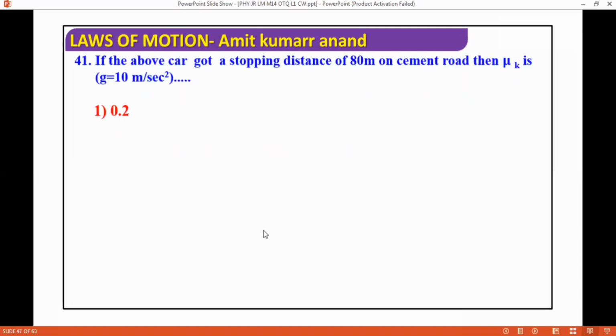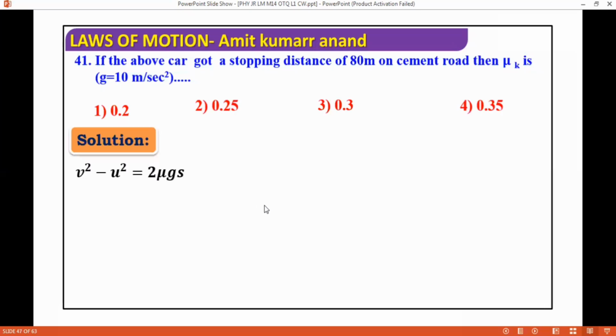If the above car got a stopping distance of 80 meters on a cement road, then what is mu k? So basically, the stopping distance has changed. Now the stopping distance is 80 meters. So again, you apply the same concept here: v square minus u square, and in place of s put 80 meters. You'll get the value mu equals 0.25 now.